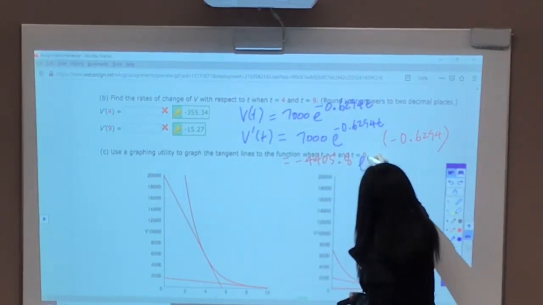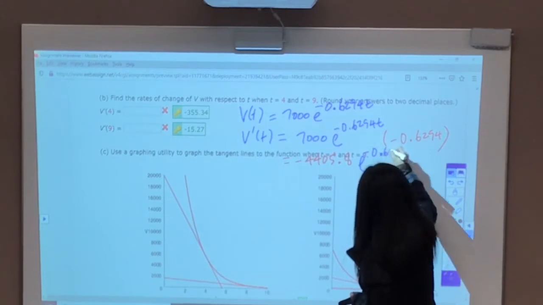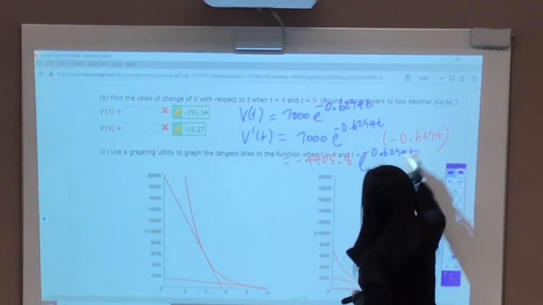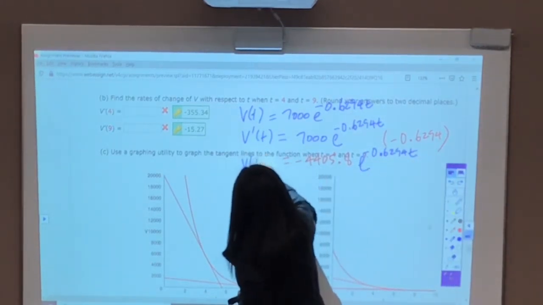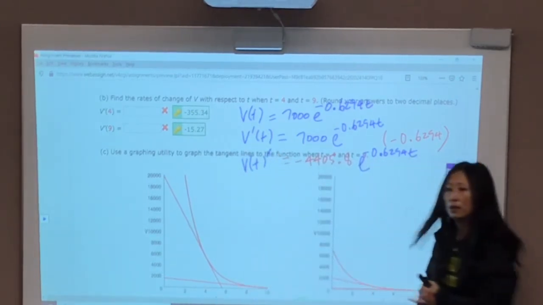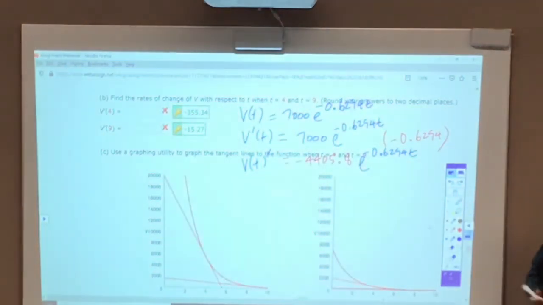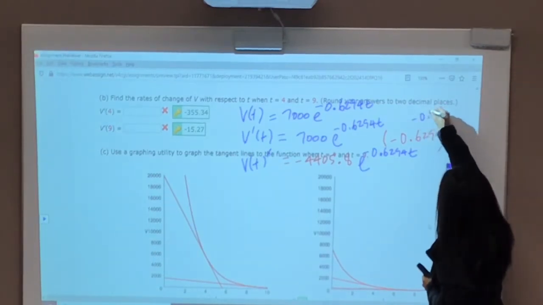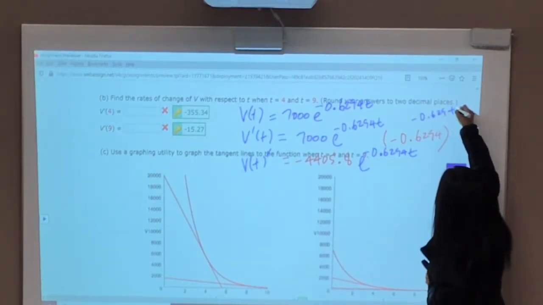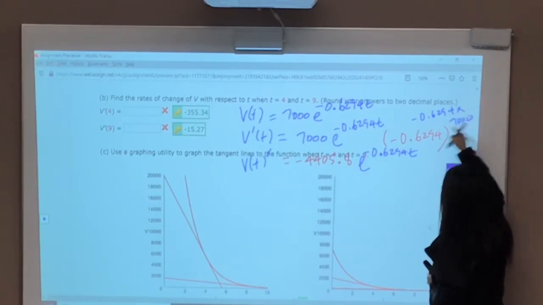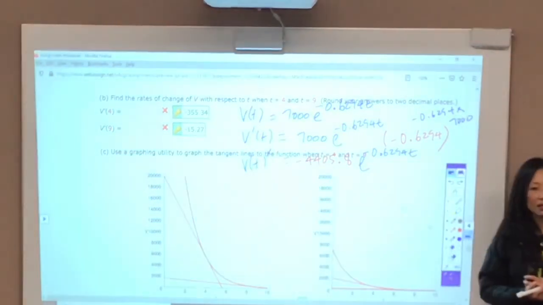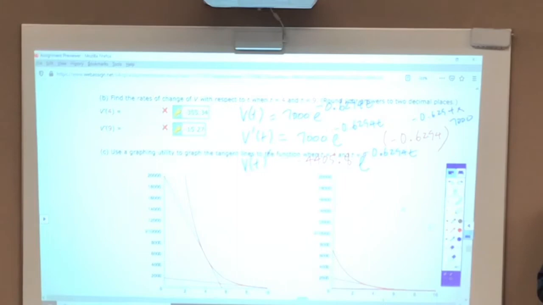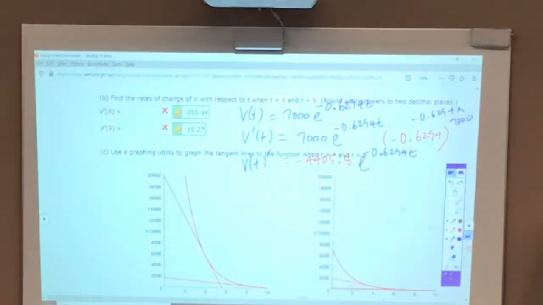Then e to the negative 0.6294 t. That's my V prime. Is everybody with me? You multiply negative 0.6294 times 7,000. That should equal this number, right? Just punch it in your calculator. Okay. So now what do I do?